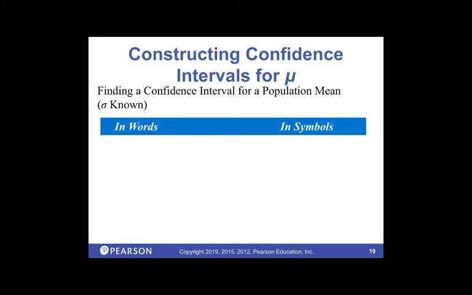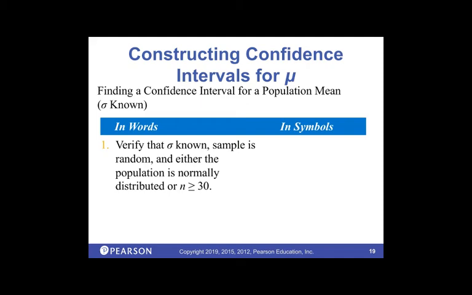So finding a confidence interval for a population average for a known sigma. Verify that the sigma is known, the sample is random, and either the population is normally distributed or the n is greater than or equal to 30. Find the sample statistics n and x bar. Okay, so x bar is the sample average. It's going to be the sum of the x's divided by n.